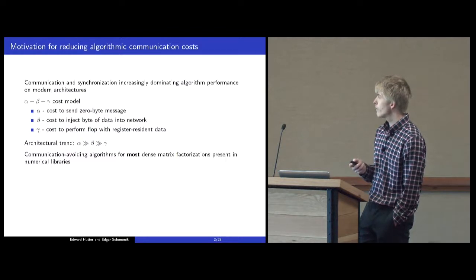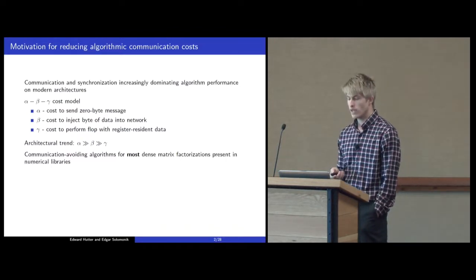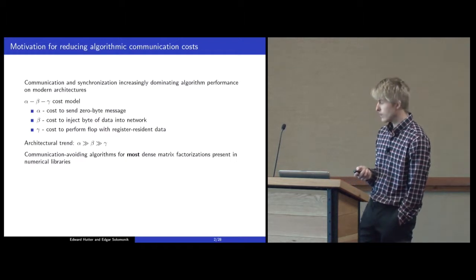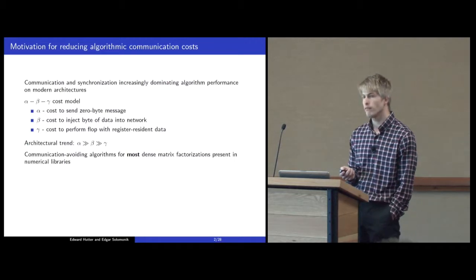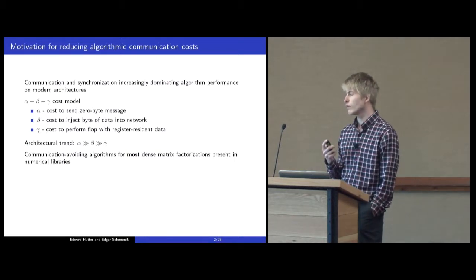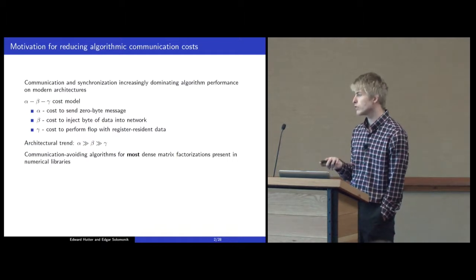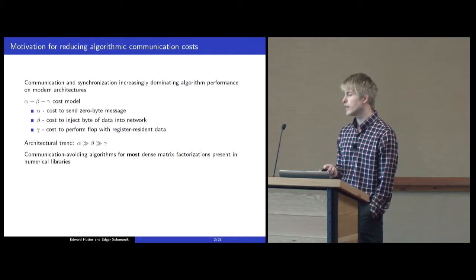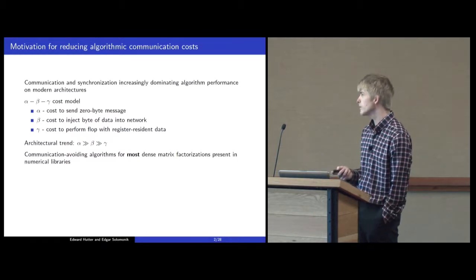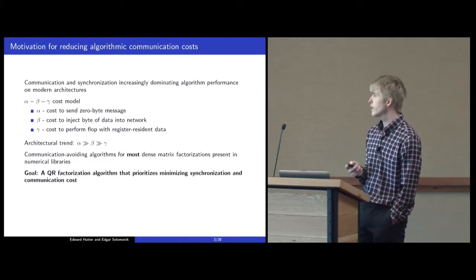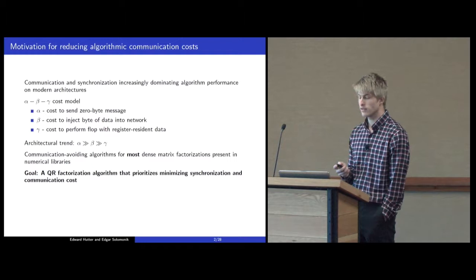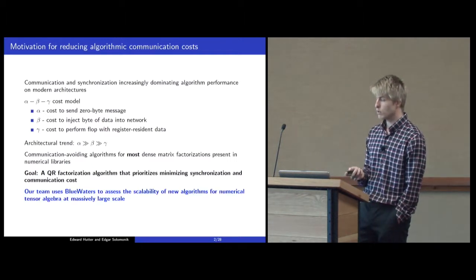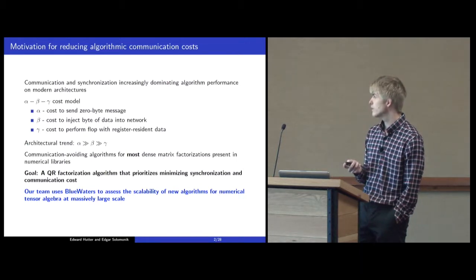So there does exist a lot of communication avoiding algorithms that are present in numerical libraries, maybe not Scalability, but they do exist. One important matrix factorization is rectangular QR factorization, and there is no communication optimal algorithm for that present in numerical libraries. So the goal we're going to look at today is a QR factorization algorithm that prioritizes minimizing communication and synchronization. And so our team uses Blue Waters to assess the scalability of new algorithms for numerical tensor algebra.